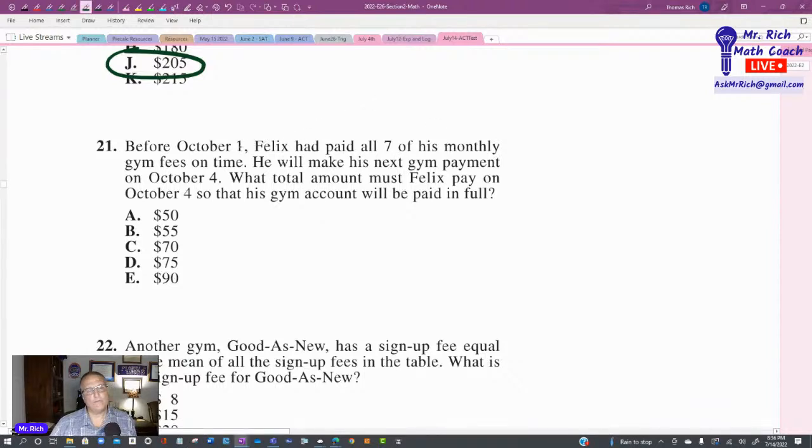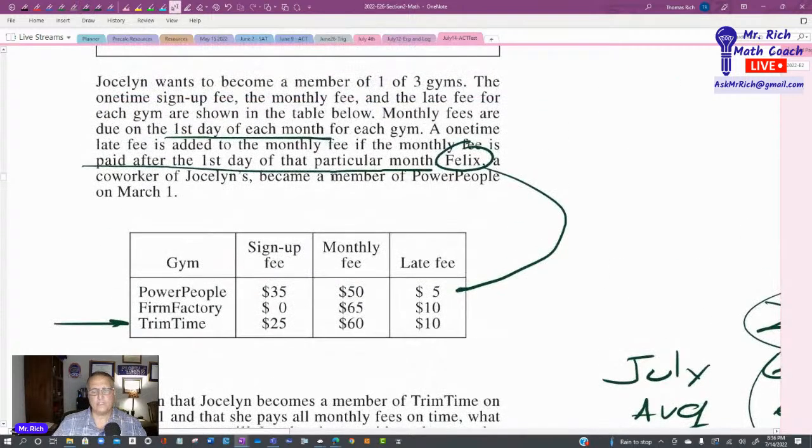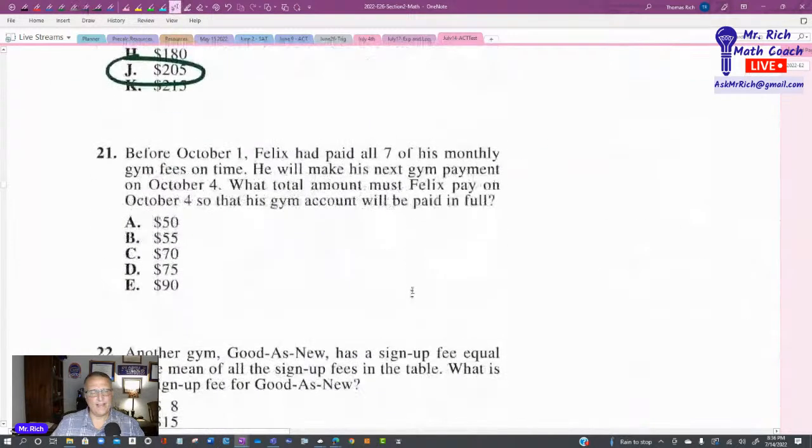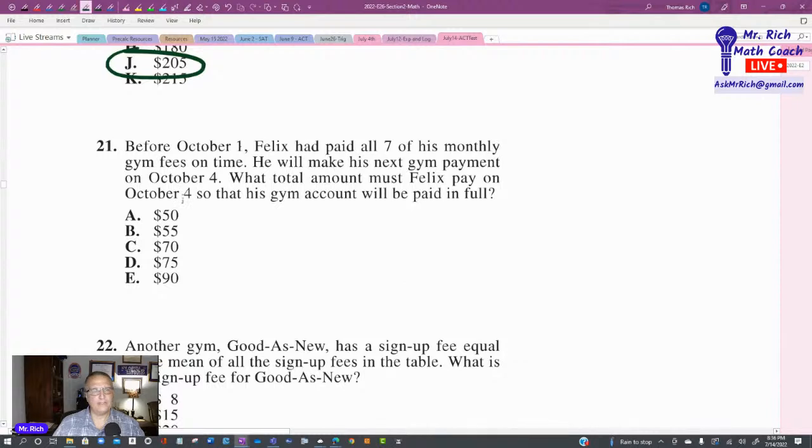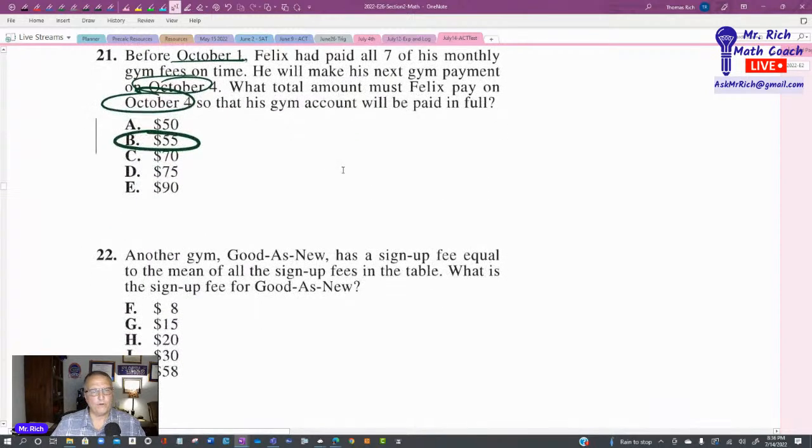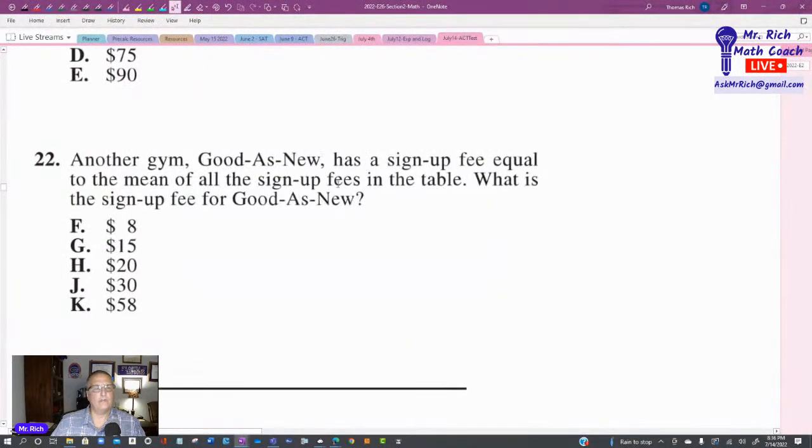Okay, so before October 1st, he had paid them all. So I think that means then if Felix is at Power People, he's going to have to pay his monthly fee plus 5. I'm thinking he's going to have to pay 55. He's going to have to pay that 50 plus 5 before October 1st. Yeah, so he had to make one more payment on October 4th. Yeah, so I'm going with 55. I don't know. Something weird about that question, but I guess that's fine.